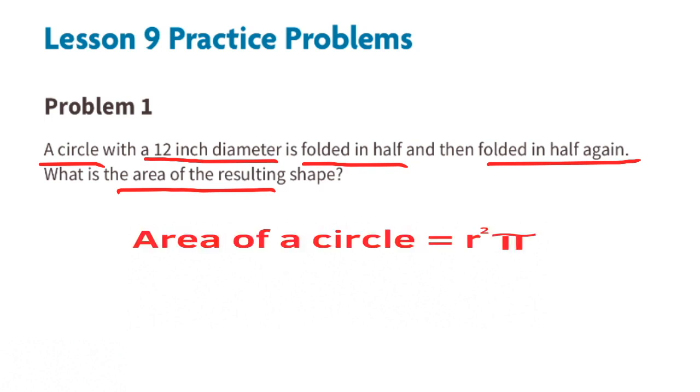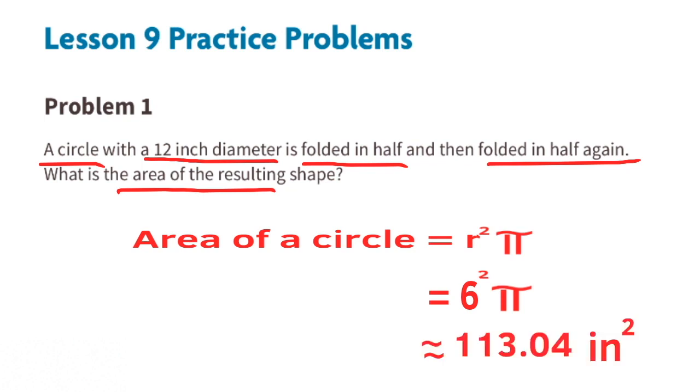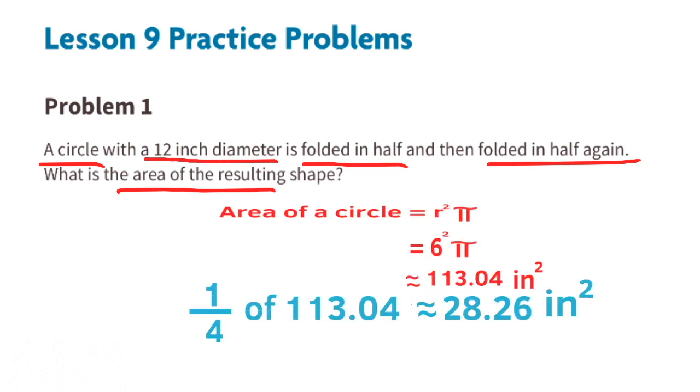The area of a circle equals the radius squared times pi. Since the diameter of this circle is 12, the radius would be 6. So the area of this circle would be 6 squared times pi, which is approximately 113.04 inches squared. They said that this circle was folded in half and then folded in half again. That's equivalent to 1/4 of the original area. 1/4 of 113.04 equals approximately 28.26 inches squared. The area of the resulting shape would be approximately 28.26 inches squared.